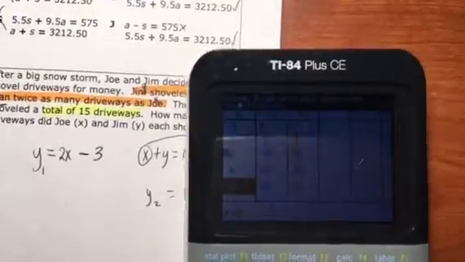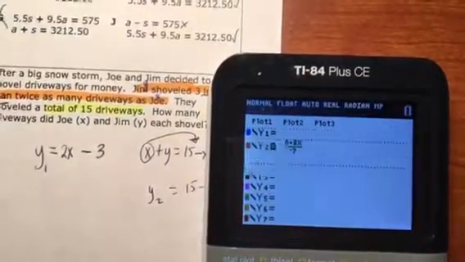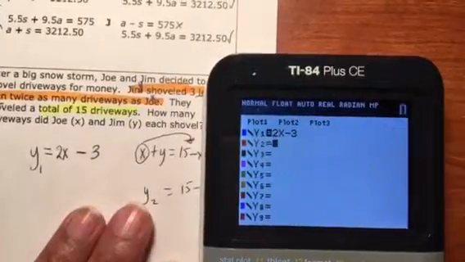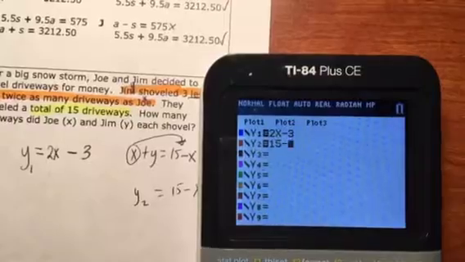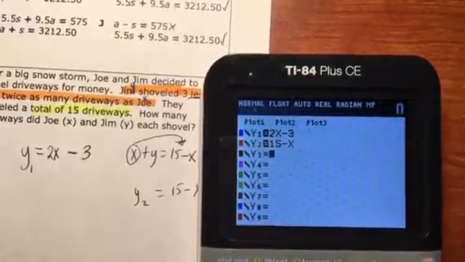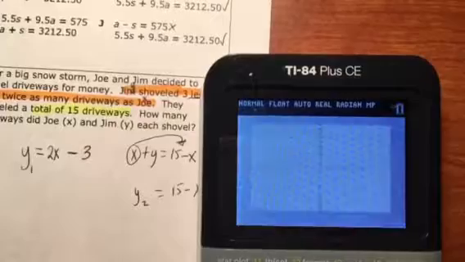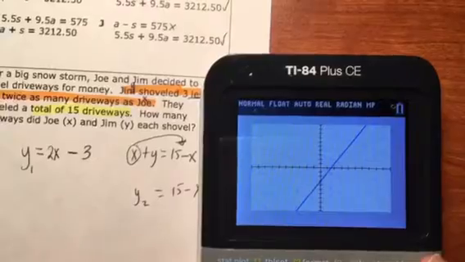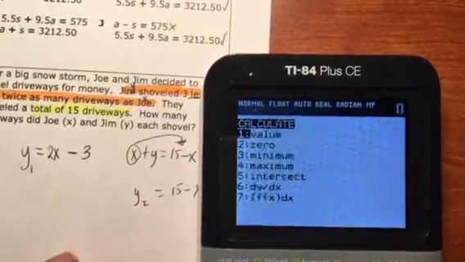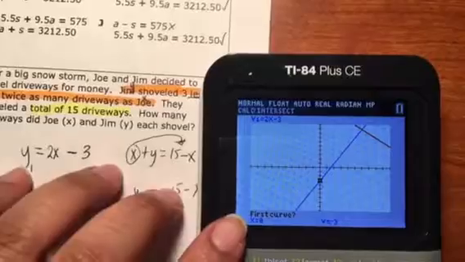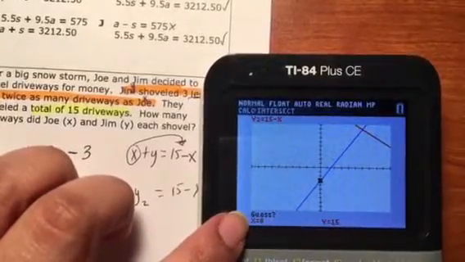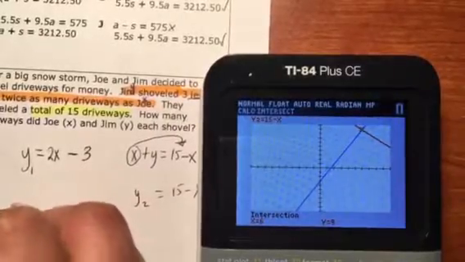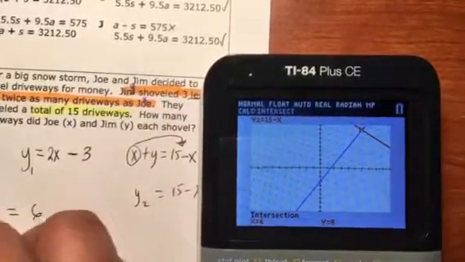So now we're going to put this in the calculator. So clear out. 2x minus 3 and 15 minus x. I'm going to press second trace, make sure that it can graph. So now I'm going to look for the word intersection. 1, 2, 3. So here x is 6, y is 9.